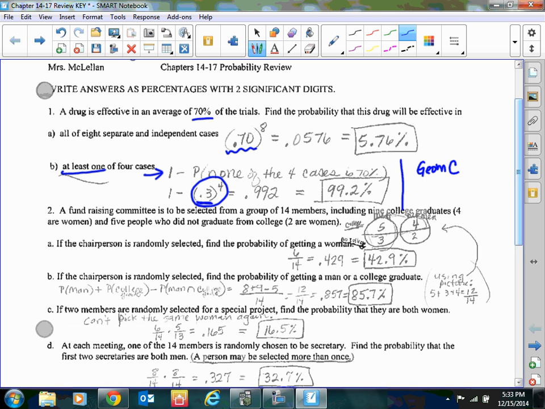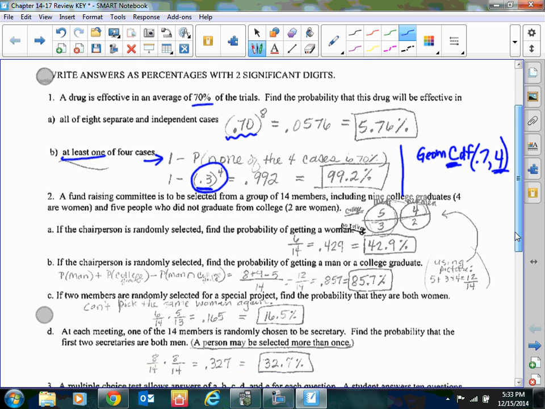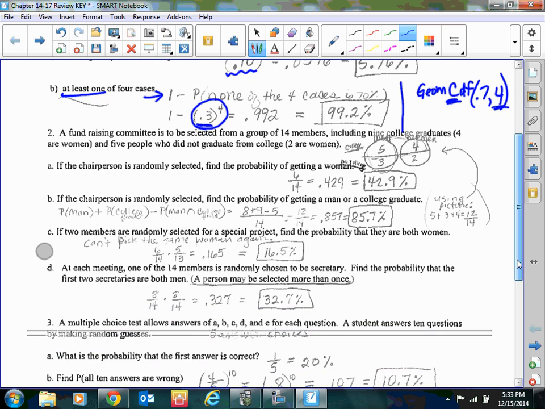is that you want to have an effective case in spots 1 up to 4. And so that's geometric CDF of 0.7, 4. So you want the effectiveness to occur in any of these 4 spots. All right, so there's 2 ways to do that, whichever way you like is good.